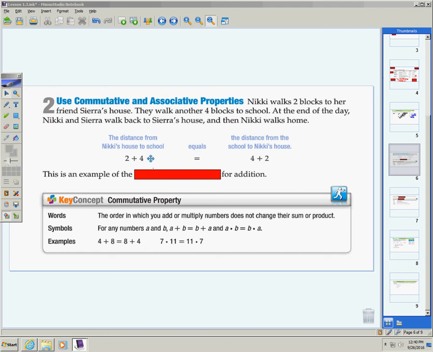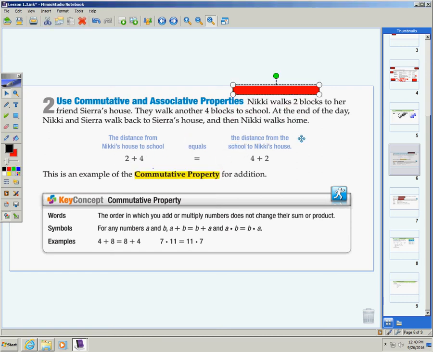Let's talk about commutative and associative properties. Nikki walks 2 blocks to her friend Sierra's house. They walk another 4 blocks to school. At the end of the day, they walk back to Sierra's house. Then Nikki walks home. So notice, Nikki walks 2 blocks and 4 blocks, and that's the same thing as if she walks 4 blocks plus 2 blocks.